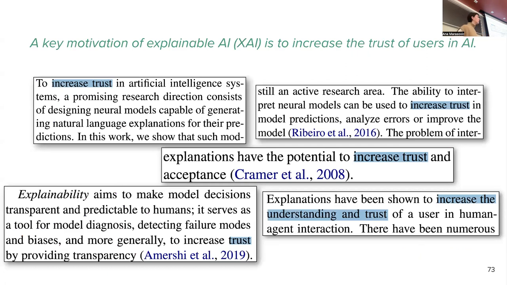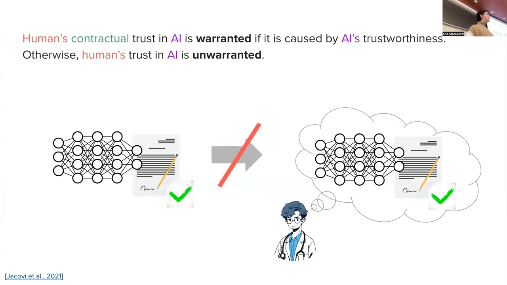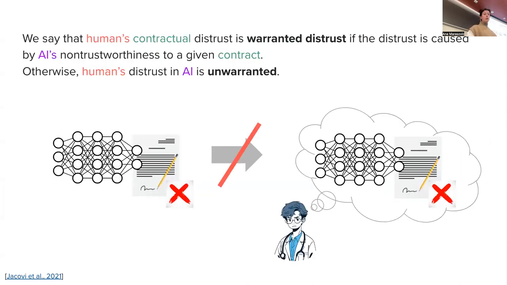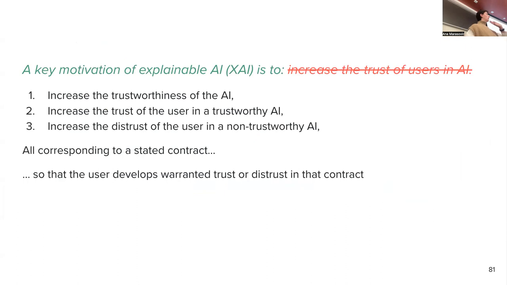Okay, and finally, we have defined trust in AI. I won't go over these definitions. I think it's important that you, now taking this course, don't say things such as, a key motivation of explainable AI is to increase the trust of users in AI. You know that's vague, imprecise, and you know that there are better ways to express this sentence.